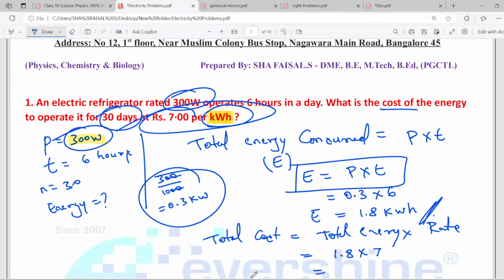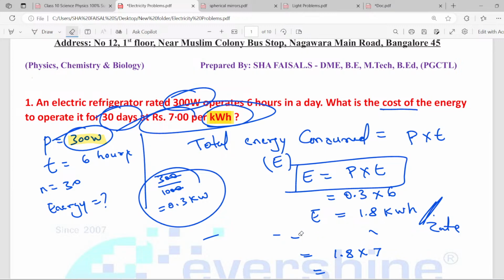Is it correct? No, it is not correct. Why? If you want to calculate total cost, one thing you have to do here. What we have calculated here is just energy. This is energy for one day. 1.8 kilowatt hour is for one day. For one day, we are consuming energy 1.8.